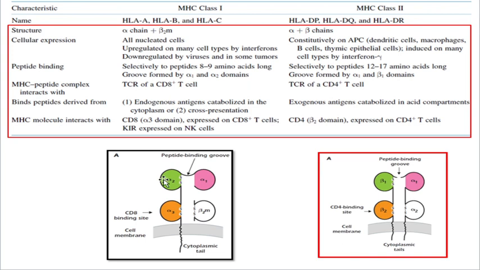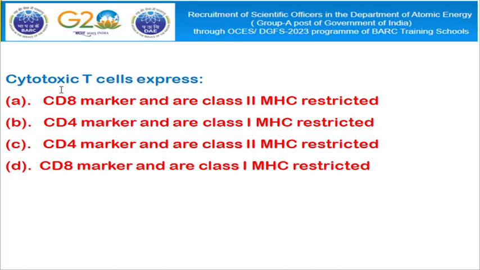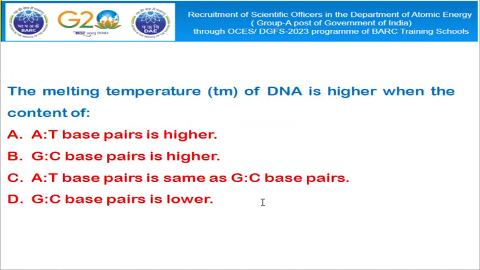For MHC class 1, the size of the peptide should range from 8 to 9 amino acids long, whereas for MHC class 2, the size of the peptide should range from 12 to 17 amino acids long. The next is cytotoxic T cell expressor. Cytotoxic T cells express the CD8 marker and are called class 1 MHC restricted. Next, the melting temperature of DNA is higher when the content of GC base pair is higher.